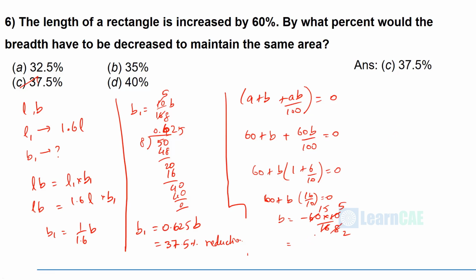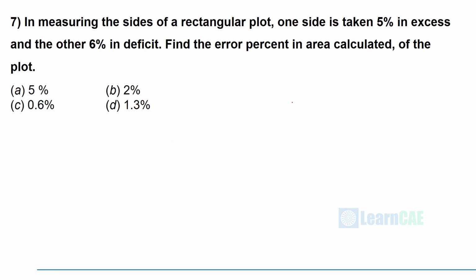So B is equal to minus 37.5%. So through both methods, the answer is the same, that is 37.5% reduction. So you can choose whichever method is convenient for you. We shall go to the next problem.